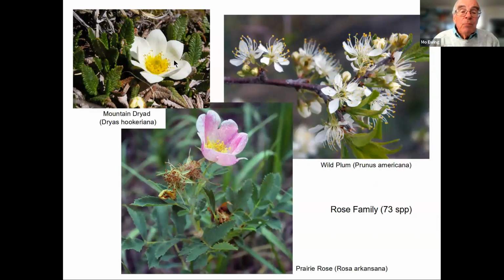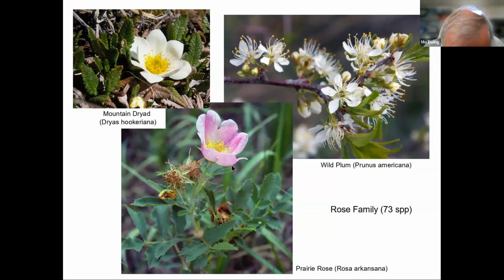But you can see multiple petals there. You can't see the sepals underneath it, multiple sepals, but many stamens and many petals, and that's a pretty classic rose. Okay, and then the prairie rose is what I would call a classic rose.